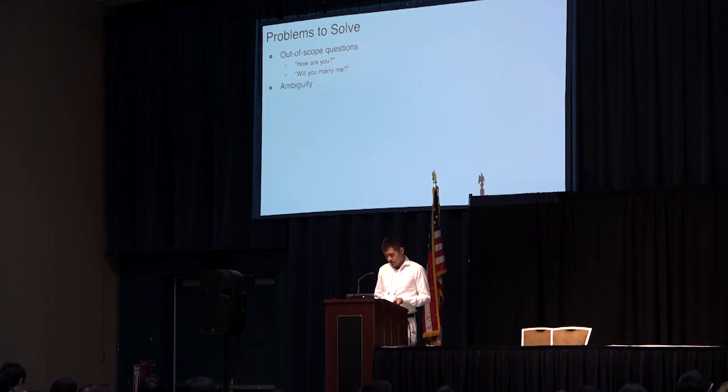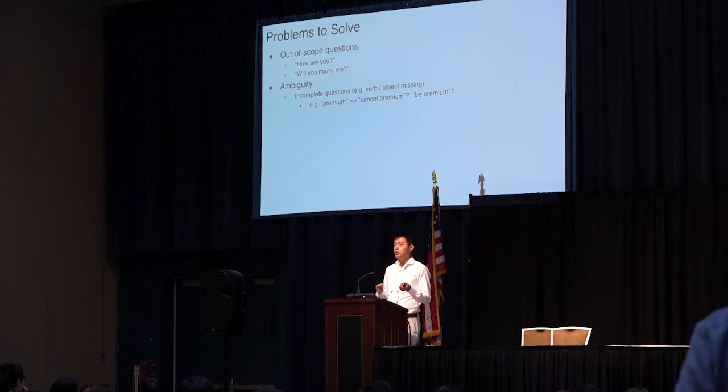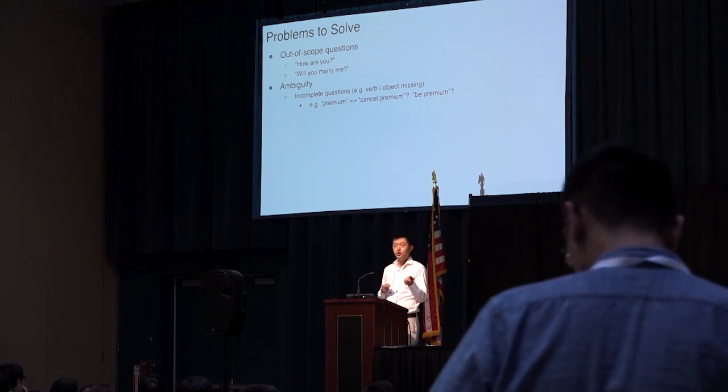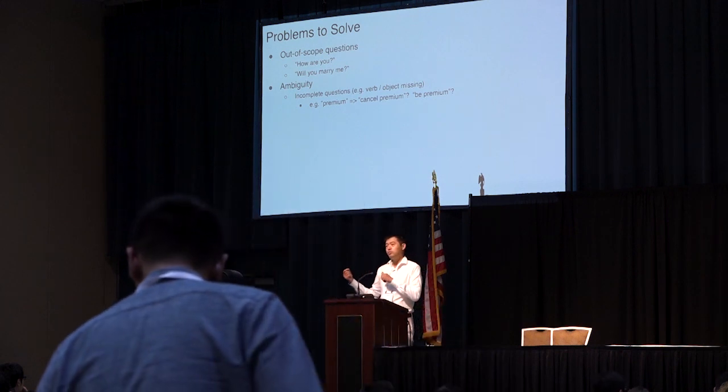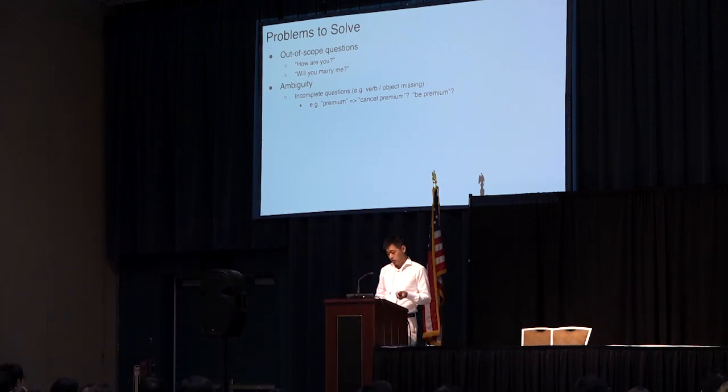Ambiguity, which means that a lot of times people still use the bot like a search experience. Sometimes their question is extremely short, right? And sometimes people say premium. And then what the bot needs to reply is, hey, do you mean you want to cancel the premium account of LinkedIn, or do you want to be a premium member? I'm not sure which one it is, right? So we need to get back to the user.